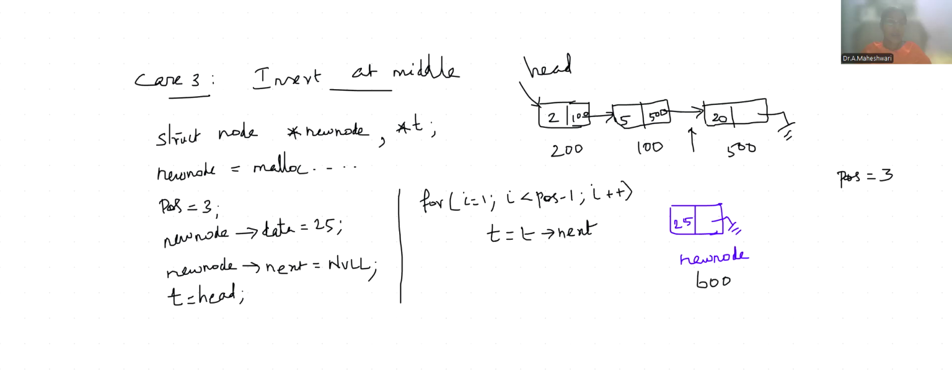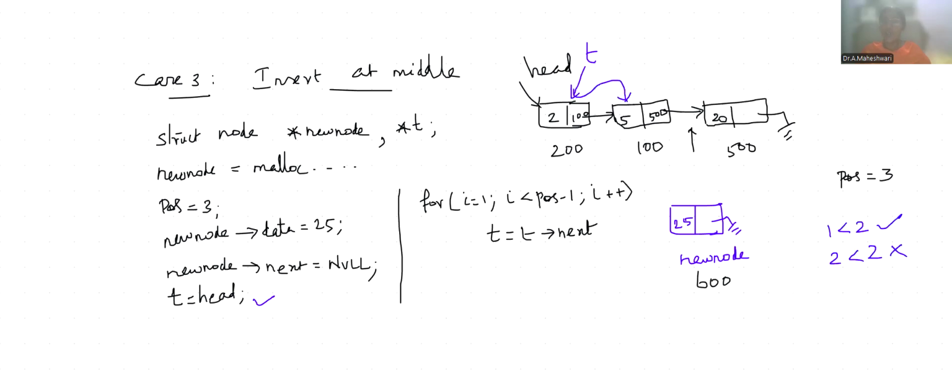For example, your traversing pointer is here, using this line. Next, it will check whether i value 1 is less than position minus 1. Position is 3, so that is 2. The condition is true, so your T pointer is moved to T of next. T is pointed to 100, so here, the second node. Again it will check, i is incremented by 1. So now i value 2 is less than position minus 1, which is 2. Actually, this is false, right? It will come out of the loop.